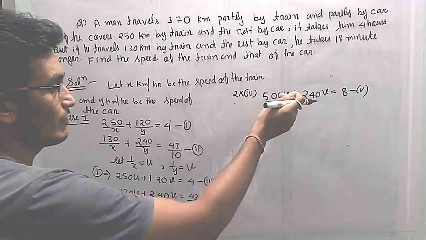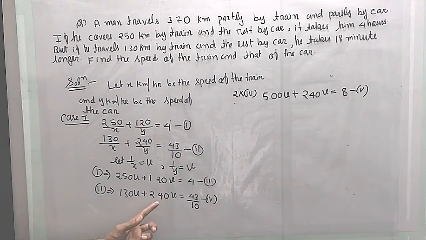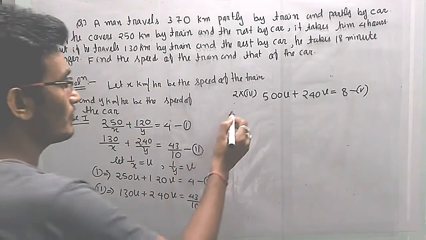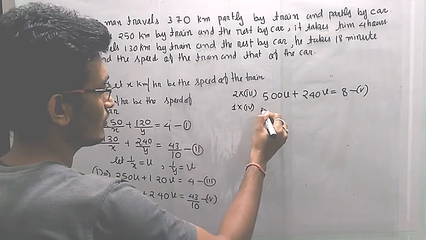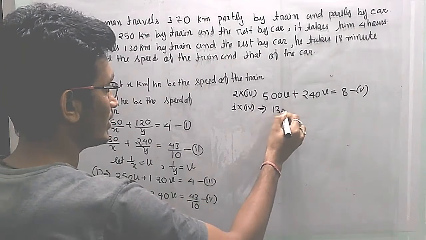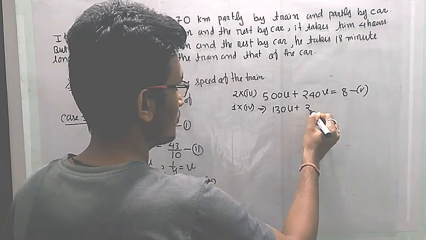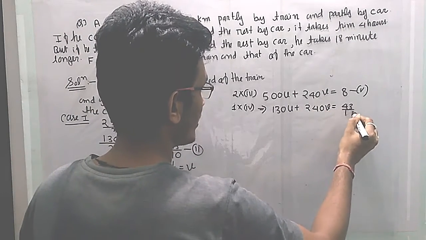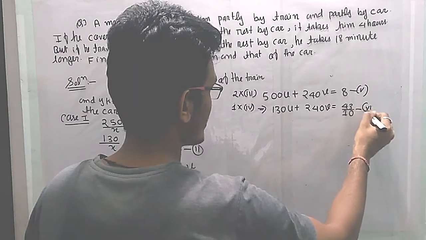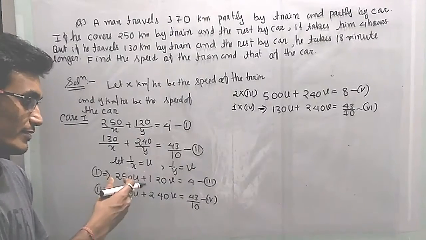Now in equation 5, the coefficient of v becomes 240, and in equation 4, the coefficient of v is also 240. That means equation 4 we need to multiply by 1. So 1 into equation 4, we get 130u plus 240v equals 43 by 10. Give it equation 6. So is there any doubt regarding these steps?